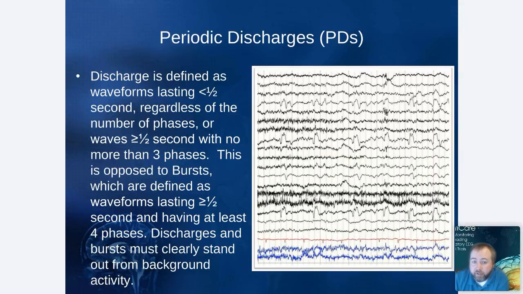A discharge is defined as a waveform lasting less than half a second, regardless of the number of phases, or waves greater than or equal to half a second with no more than three phases. This is opposed to bursts, which are waveforms that last greater than or equal to half a second and have at least four phases. Discharges and bursts must clearly stand out from the background activity.